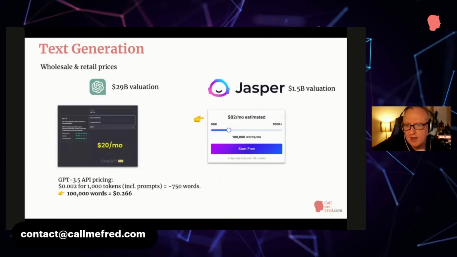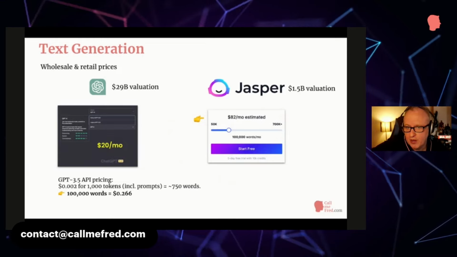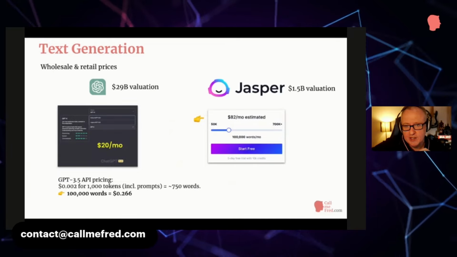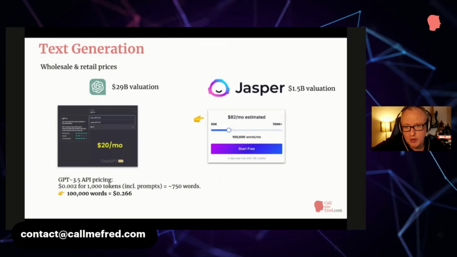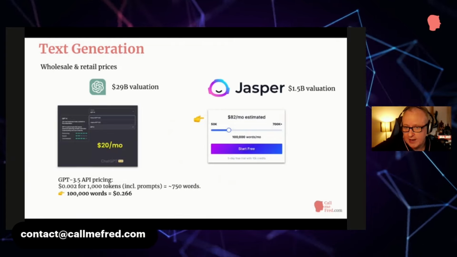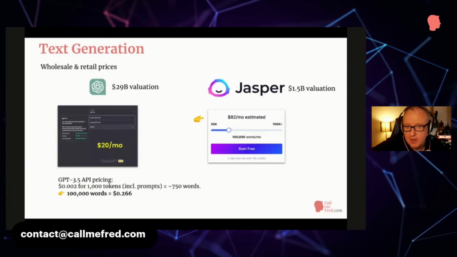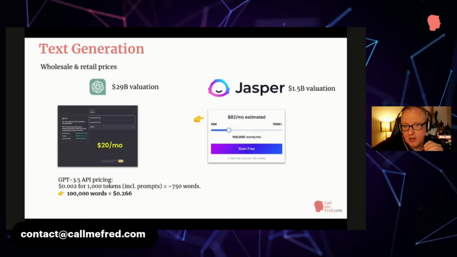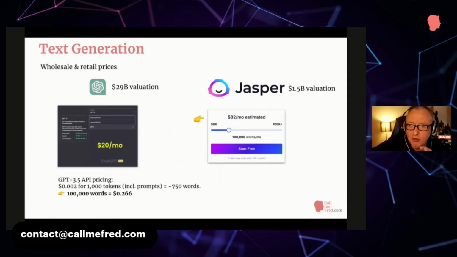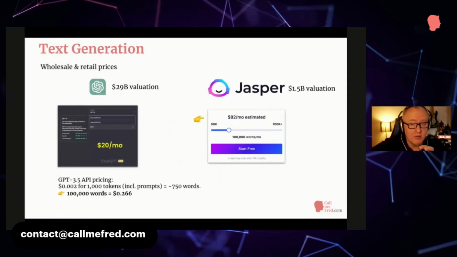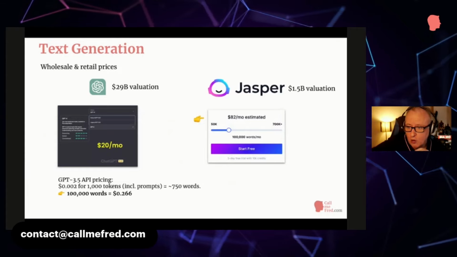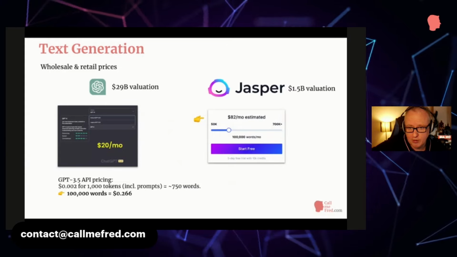I wanted on this slide to compare the consumer price of two of the most visible players in the space. ChatGPT, the consumer UI of GPT 3.5 and GPT-4 on one hand, and Jasper.ai, one of many AI writing assistants on the other hand. I also wanted to compare the wholesale price of the API of OpenAI versus Jasper's consumer price for 100,000 words per month.